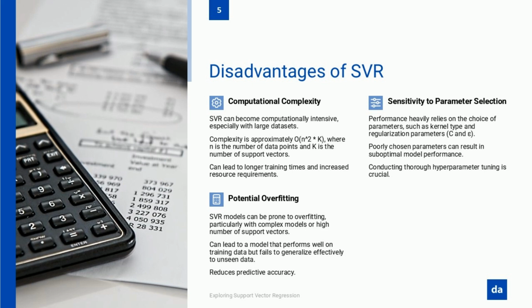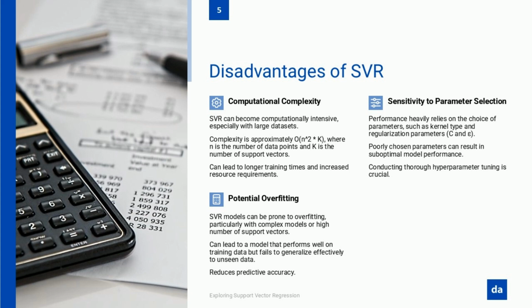Computational complexity can also be a bottleneck. Although SVR is generally efficient, its complexity grows with the square of the number of observations multiplied by the number of support vectors. This can make it computationally expensive, particularly for large datasets. Training an SVR model on thousands or millions of data points can take significantly more time than simpler regression models, making it impractical for some real-time applications.